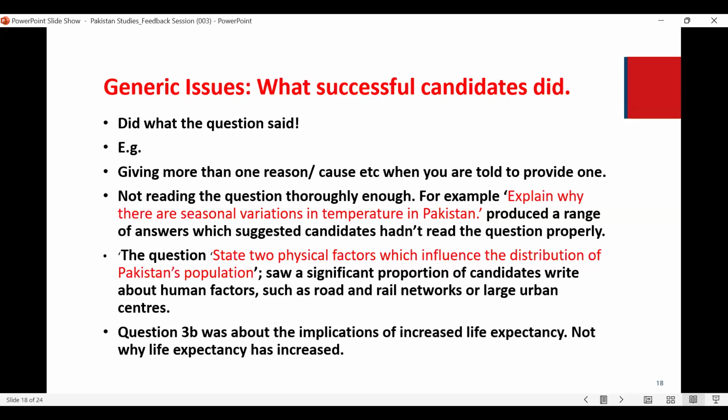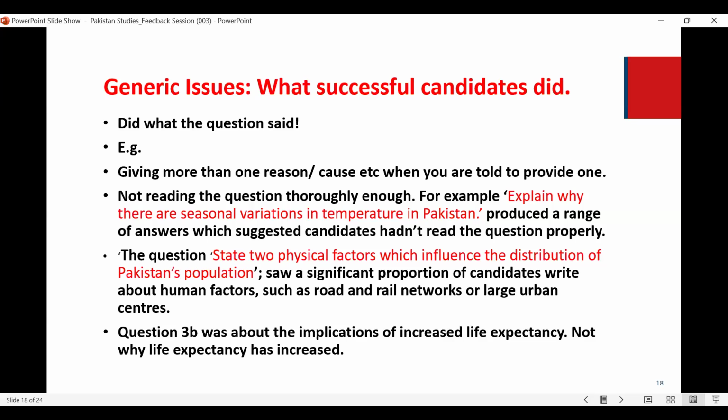I think it would be good practice to do that regularly in your teaching and learning, so they're used to it, because the pressure of the exam can be a lot for young people. You might have done this very carefully in your revision sessions, but if they're not used to doing it a lot throughout the teaching, they may just forget and think, oh, I'm going to write everything I know about temperature in Pakistan. That is what we saw this summer.